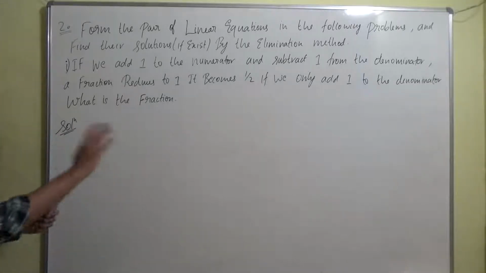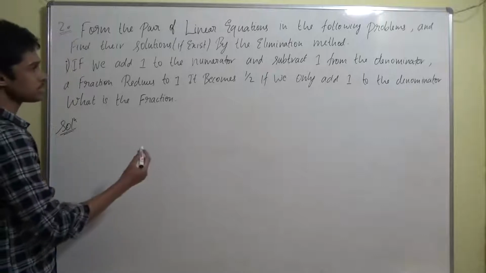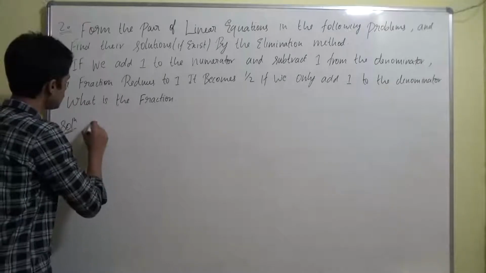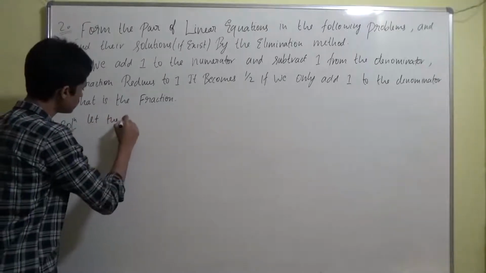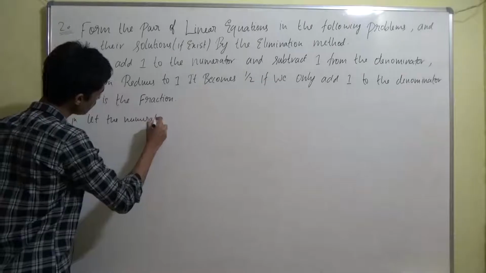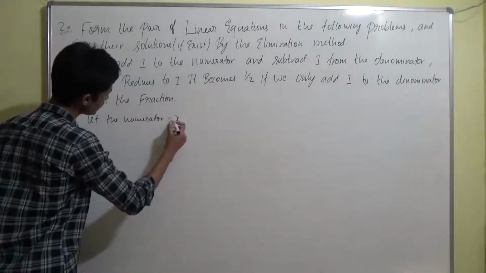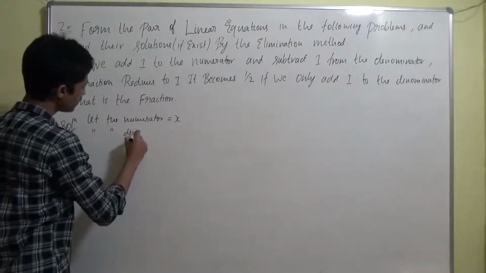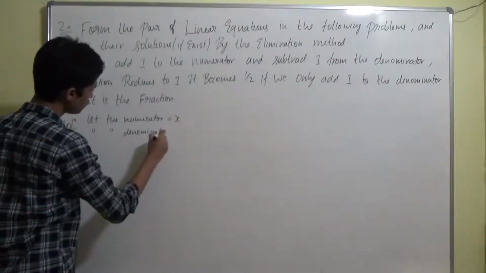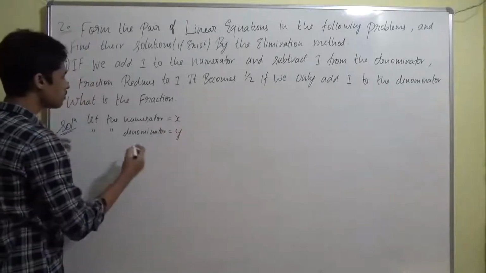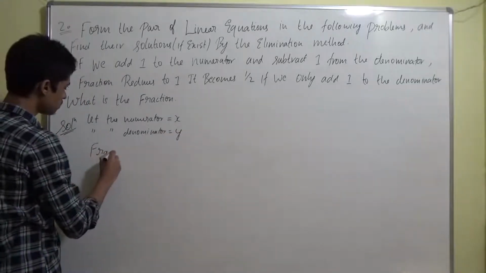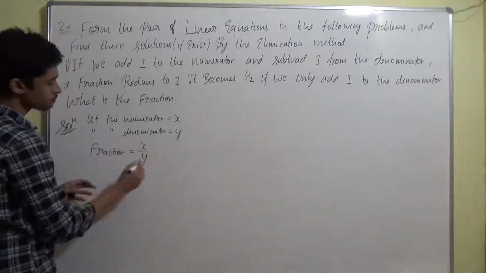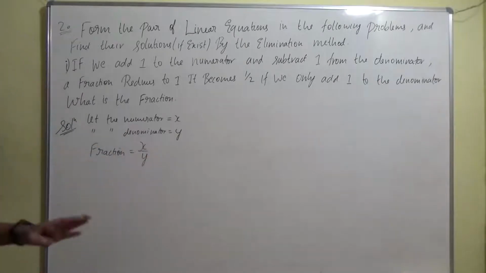So the first step is the assumption step. Let the numerator be x and let the denominator be y variable. So we are going to assume the variables. Let the numerator be equal to x. Second one, let the denominator be equal to y. So what will the fraction be equal to? The fraction will be equal to x by y. Correct? So the fraction is x by y.